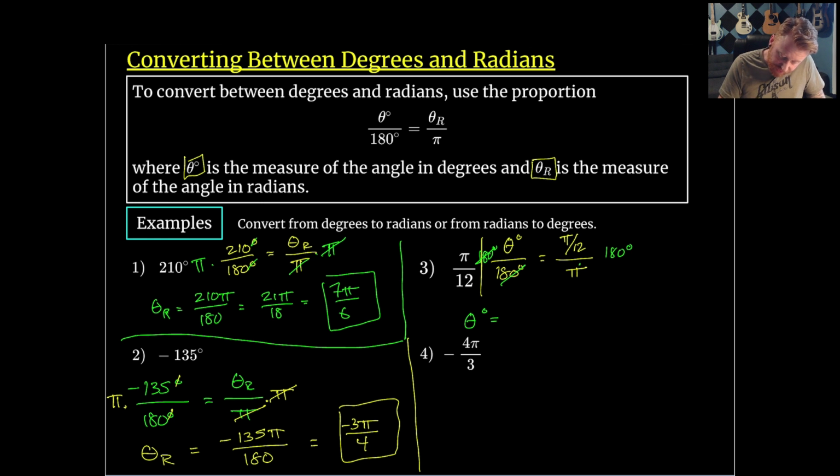On the right-hand side, these pi's will cancel, so maybe there's a little funky algebra going on there, but think about that. Taking the reciprocal of the denominator and multiplying would put a pi next to 12, and then the pi's would cancel. But just canceling the numerator with the denominator is kind of the shortcut. And then we're going to have 180 degrees over 12, which is going to give us 15 degrees.